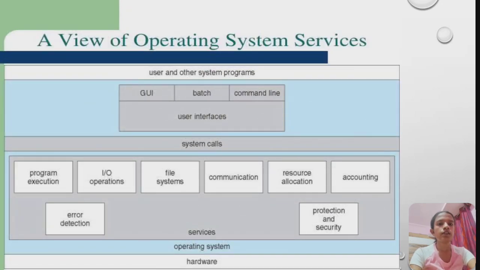And this is the view of operating system services, where we have GUI, batch, command line, user interface, system calls. In system calls, we have program execution, input and output operation, file system, communication, resource allocation, accounting, error detection, protection and security.